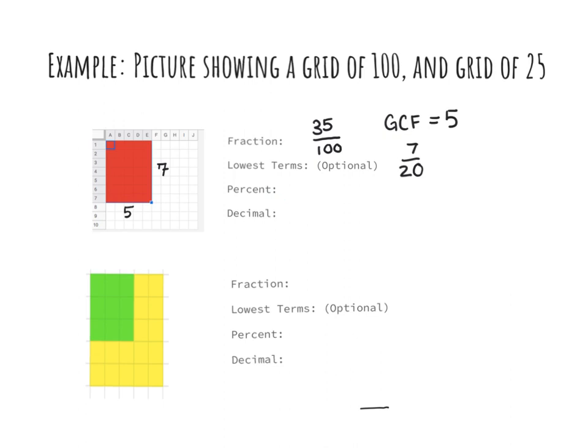And next you have to find out the percent and the decimal. Okay, so if it's out of 100, you always know that percent means, what is it out of 100? So when it says 35 and it's already out of 100, we convert that to 35%. Now we can convert it as a decimal to 0.35.